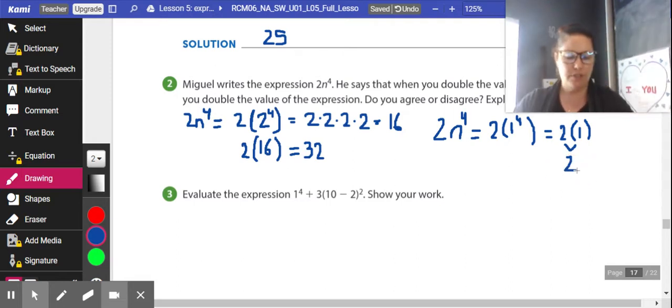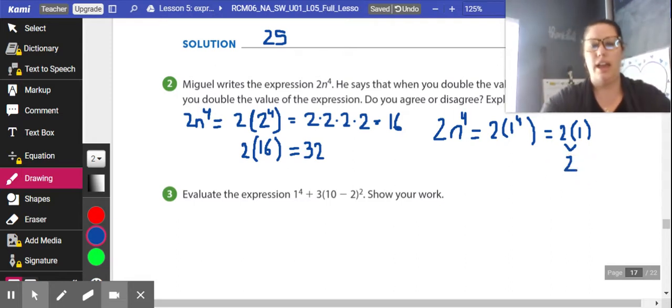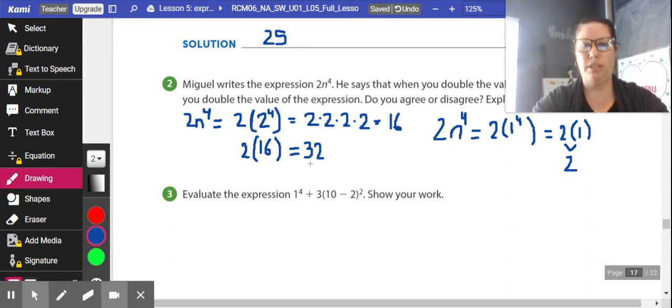Okay, so if I have 2 here, and then I have 32 when we double it, is 32 a double of 2? No, no. So here we are going to disagree.